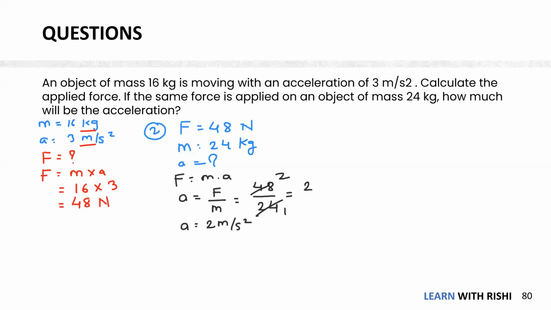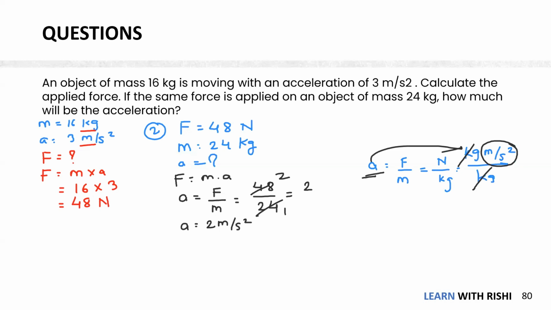Now if you are confused about the unit, how can you write it? See, acceleration is force upon mass. What is force? Newton. Upon mass, which is kilogram. What is Newton? Kilogram meter per second square upon kilogram. So you can see this kilogram will get cancelled. The only thing that remains is meter per second square. So the unit of acceleration is meter per second square. So I hope you got how to solve the questions of second law of motion.